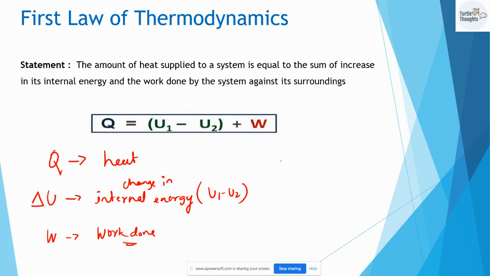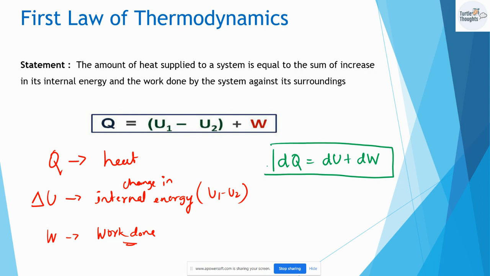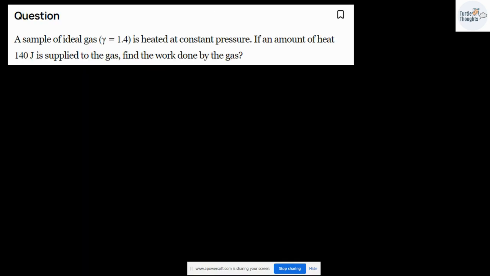For a small energy transfer between a system and its surroundings, the mathematical form of the first law of thermodynamics can be written as dQ is equal to dU plus dW. This is going to be the mathematical form of the first law of thermodynamics. We'll take up a numerical based on the same.